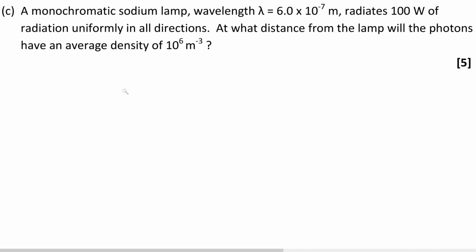But anyways, let's begin. So a monochromatic sodium lamp of wavelength lambda equal to 6 times 10 to the minus 7 meters radiates 100 watts of radiation uniformly in all directions. At what distance from the lamp will the photons have an average density of 10 to the power of 6 photons per meter cubed? So how should we think about this question?